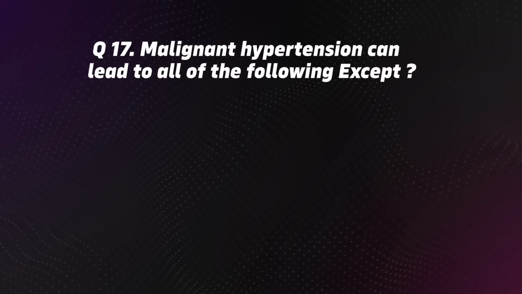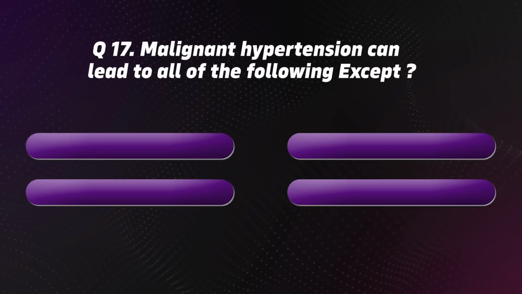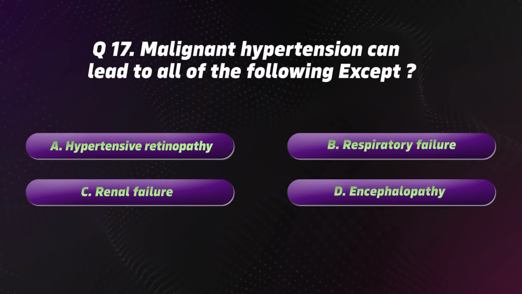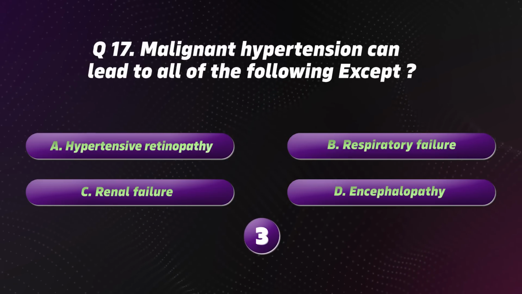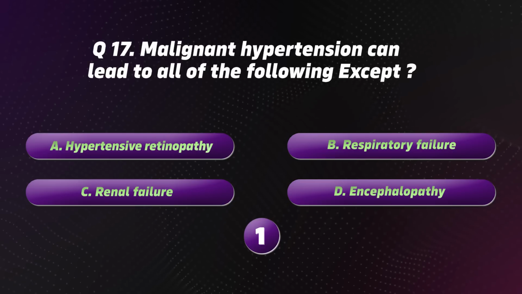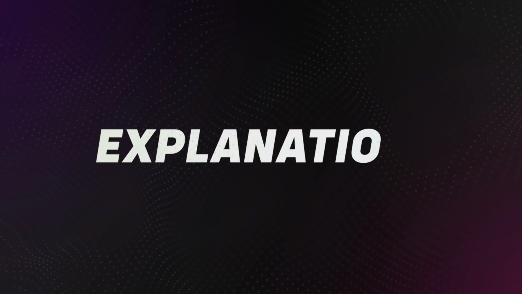Question 17. Malignant hypertension can lead to all of the following except. Here are the options. A. Hypertensive retinopathy. B. Respiratory failure. C. Renal failure. D. Encephalopathy. And the correct option is B. Respiratory failure. Here is the explanation.